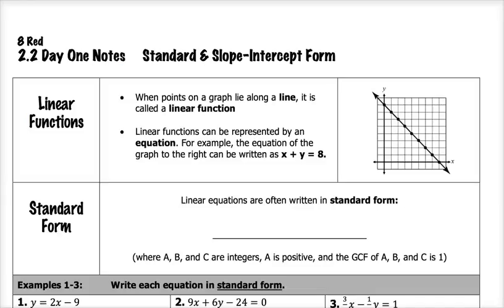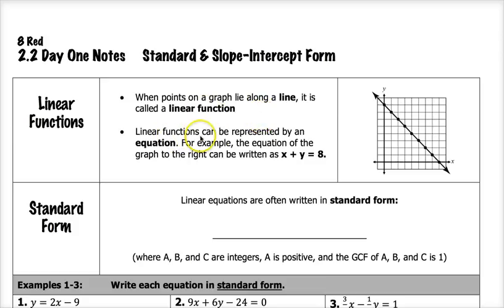Hey gang, in this video we're going to review a lot of the information you learned in Algebra 1 about linear functions, specifically standard and slope-intercept form. So going back to square one, when points on a graph lie along a line, that is what we call a linear function. So any graph that's a line is part of that function family.